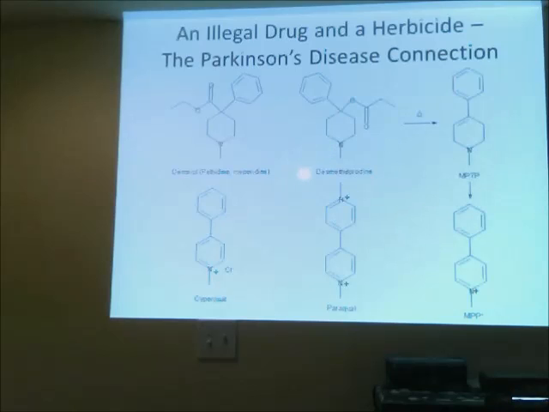And this compound, I believe, was originally made in the 1940s. And this was made in Germany. And it was actually synthesized by a German chemist who worked for a company called IG Farben.